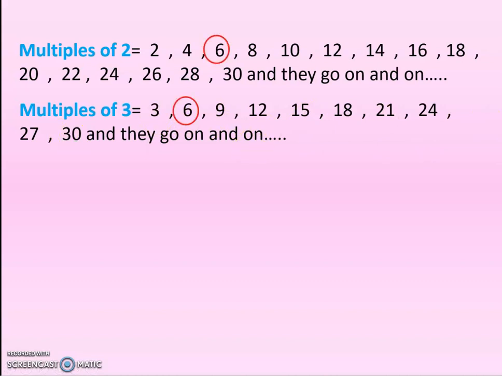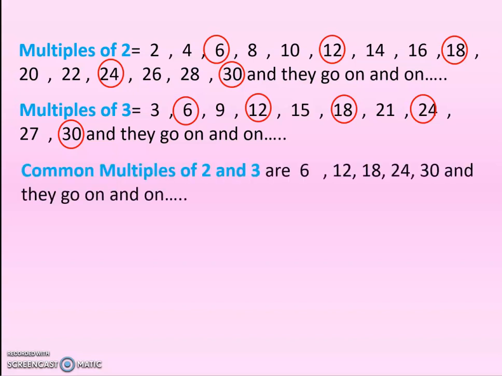Which are the common multiples? Yes, 6 comes in both tables. 12 also comes in both tables. Then we have 18 that is coming in both tables. 24 comes in both tables. Also 30 comes in both tables, and they would go on and on. I'm repeating this again and again because multiples are infinite. They will go on and on.